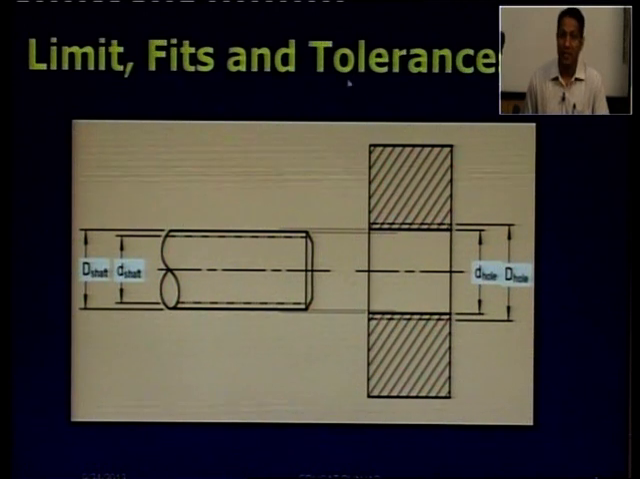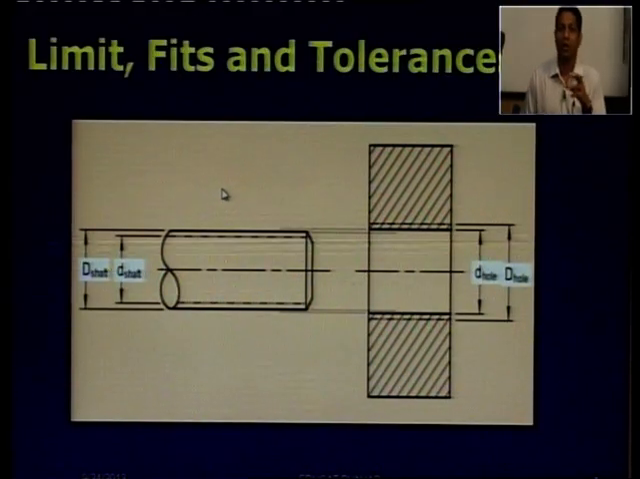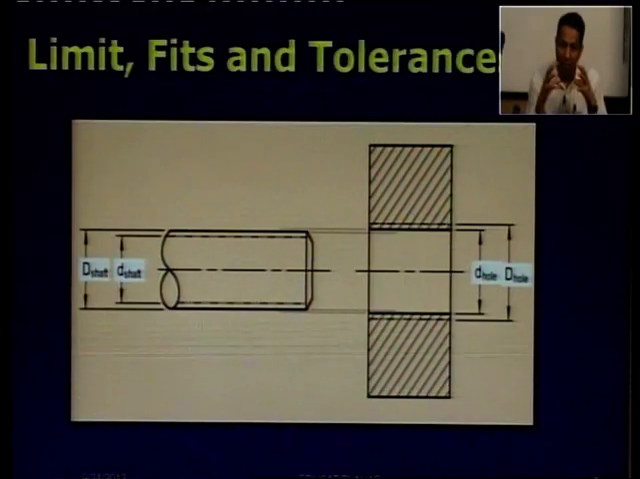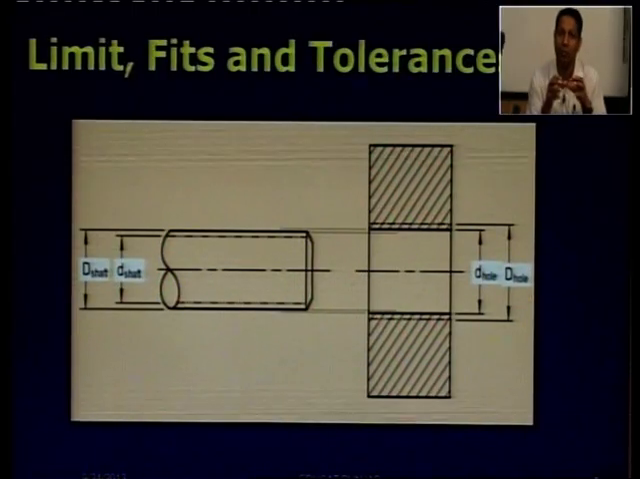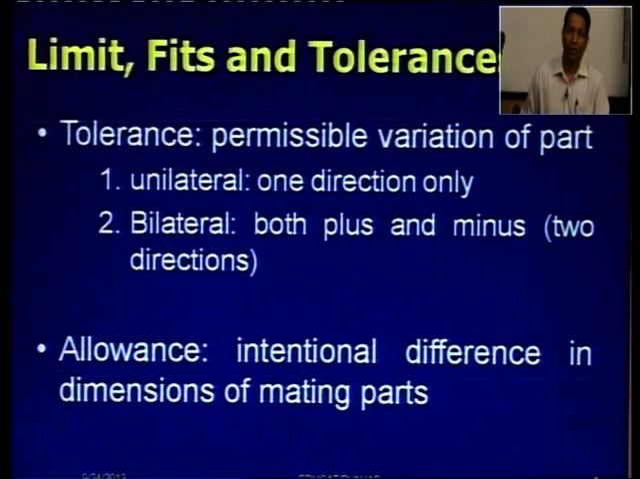So tolerances are the limits. Limits are defined, one lower limit and one upper limit. When the lower limit and upper limit are combined together in a single word, this is called tolerance. So tolerance is the permissible variation within which we can work. If the component's size falls within that dimension, then we will accept it, otherwise we will reject it.